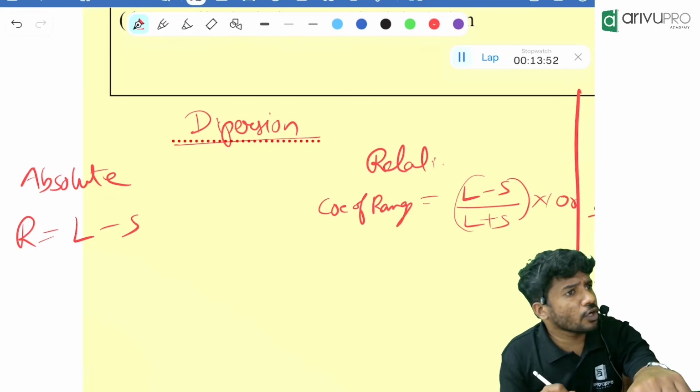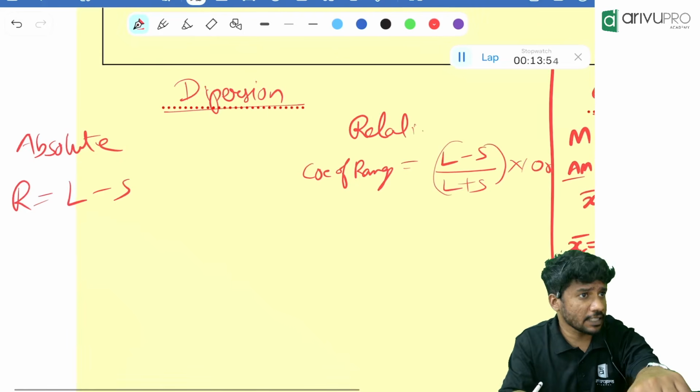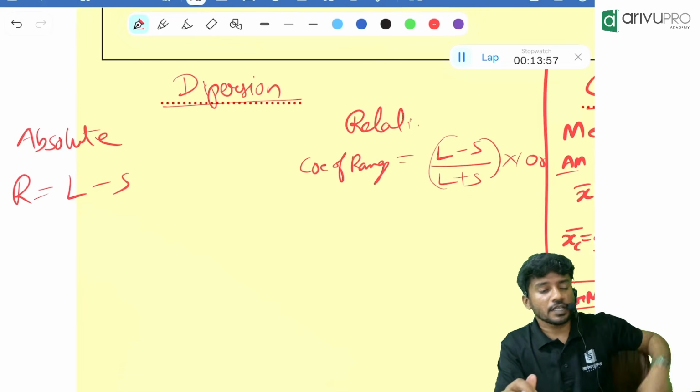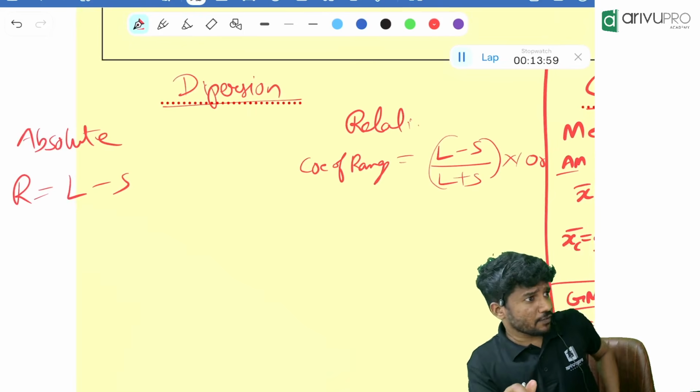Can you show the full page of all formulas? Yes, I'll show that, Bhavdharani, after this. Then I'll anyway share this PDF in the group.